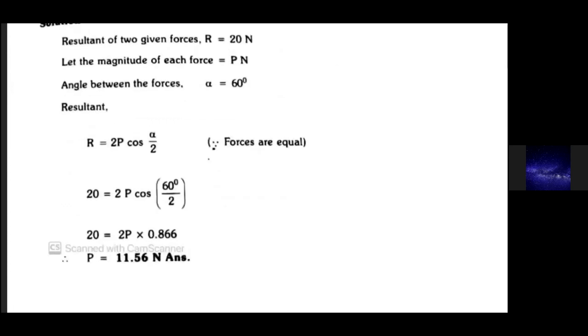So that is cos 30. Substitute the values, simplify, finally we will get P equal to 11.56 Newton. That is, the forces are P value equal to 11.56. Both are equal. So this is the problem.